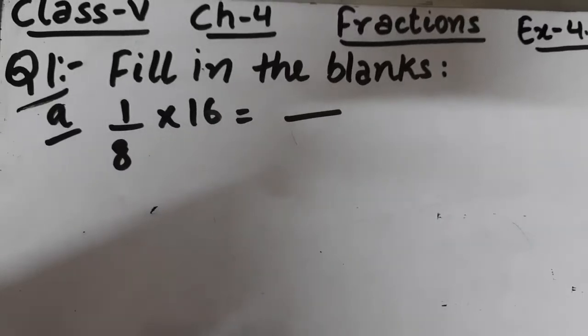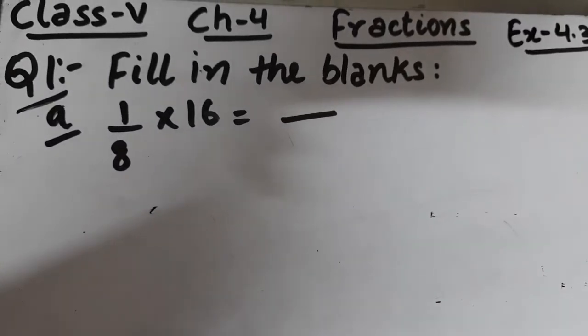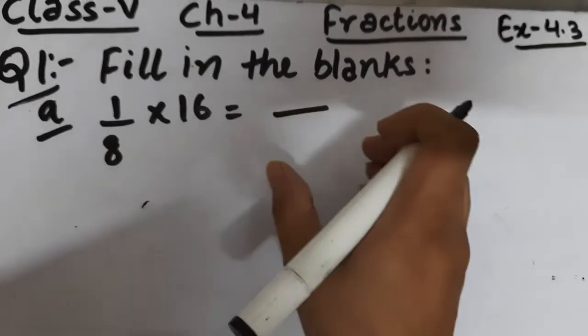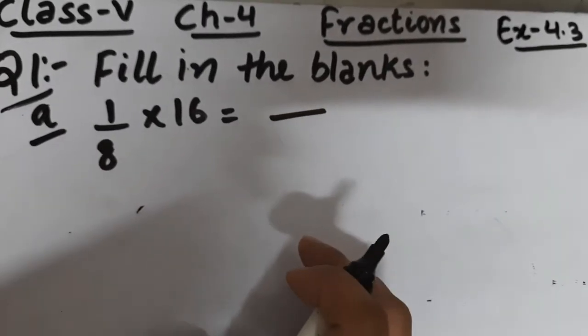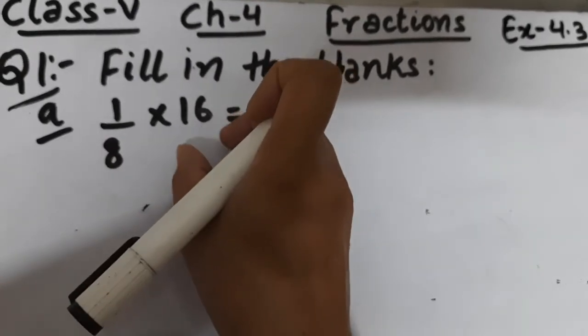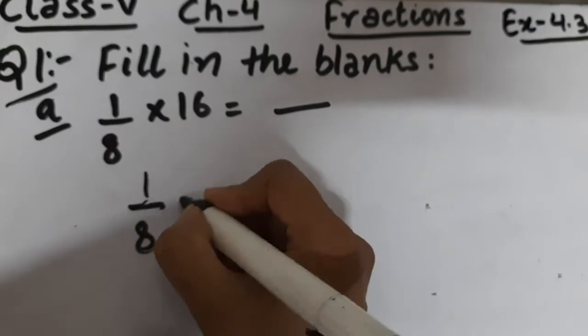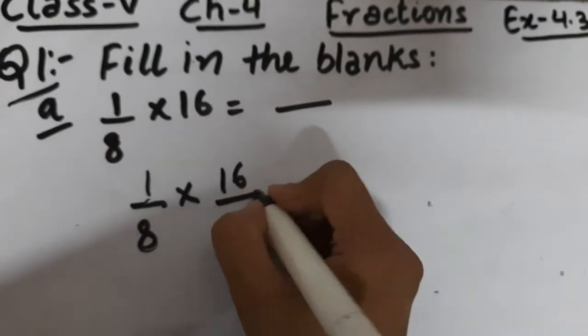Let's start question number first of exercise 4.3. Question is fill in the blanks. A part is 1 upon 8 multiplied by 16 is equal to dash. See what to do. First of all, we will write the whole number as fraction by placing 1 as denominator. So this will become 1 upon 8 multiplied by 16 upon 1.